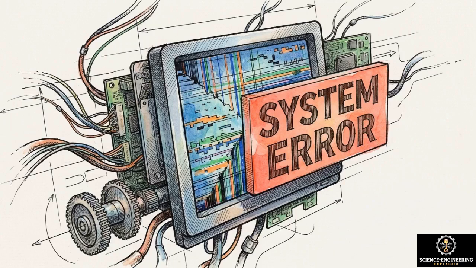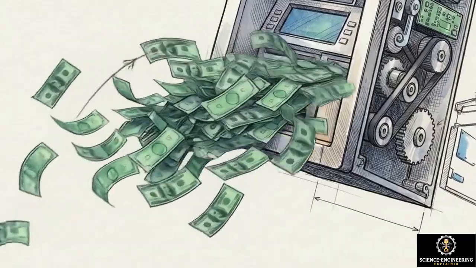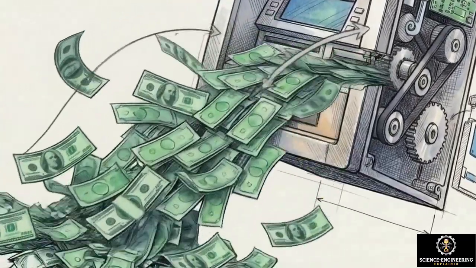But even with these safeguards, systems can experience rare failures. If the machine ever lost its precision and dispensed more cash than you requested, what would you do?